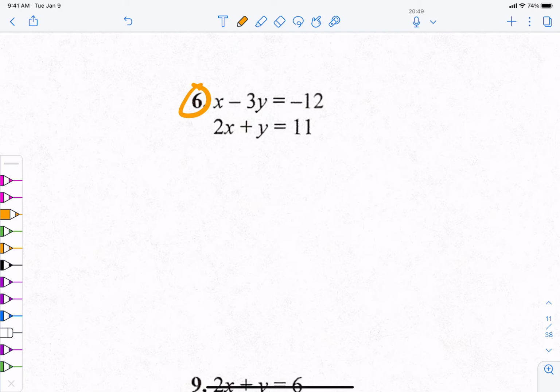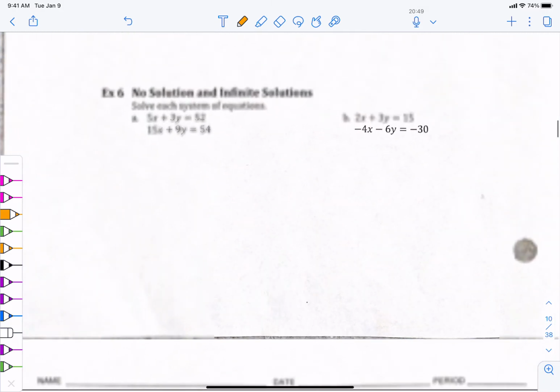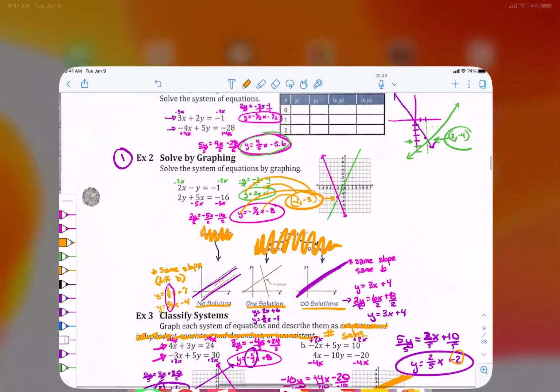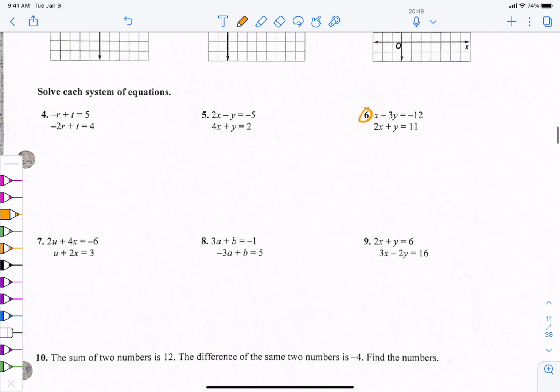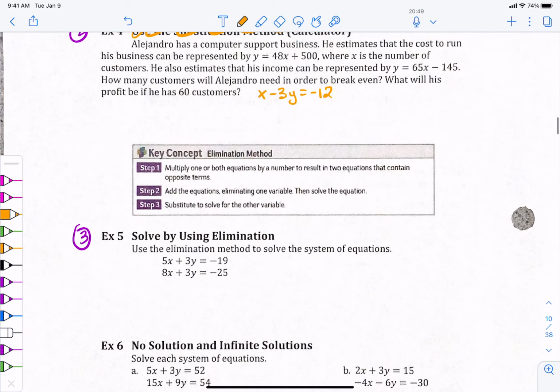Okay, so x minus 3y equals negative 12, and 2x plus y equals 11. Let's see if I can remember that. x minus 3y equals negative 12. And, anybody remember the second one? I can't. 2x plus y equals 11. There you go. 2x plus y equals 11.